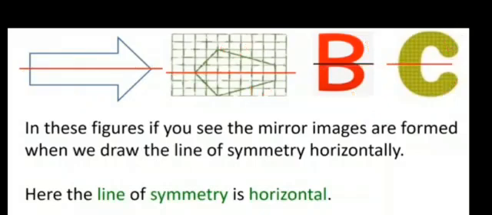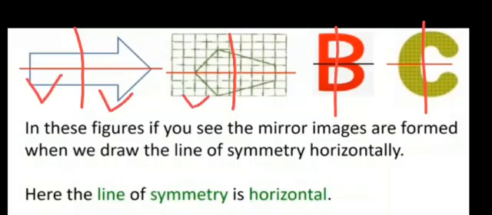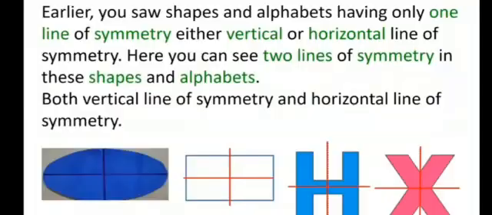Suppose here I am drawing vertical lines at the center of these figures like this. Now we can see that these pictures are not divided in equal parts. Just check left and right. We can see that these two are not equal parts. Means we can say that here the line of symmetry is horizontal.